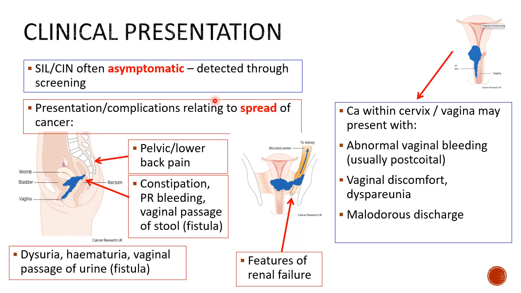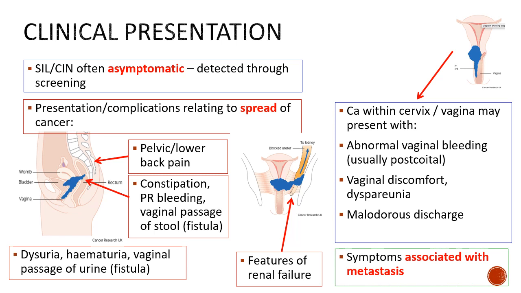And of course, if the cancer has spread, then it can have complications and presentation relating to that, some of which we have mentioned earlier. If someone has developed a fistula, then they can pass either stool or urine through the vagina because of the abnormal connection. So either rectovaginal fistula, rectocervical fistula, etc. And of course, patients can present with features of renal failure, and they can also have symptoms associated with metastases and also non-specific features of advanced malignancy.